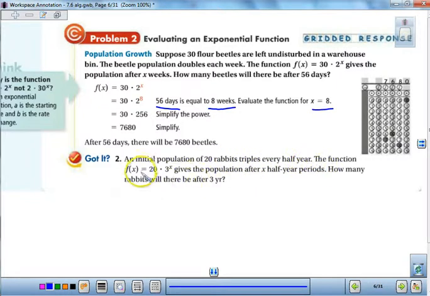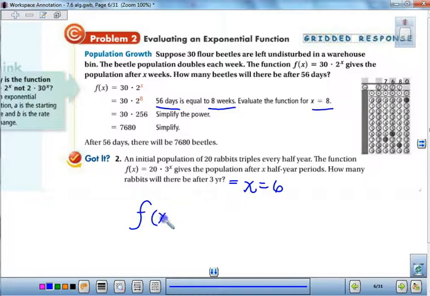The function is f of x equals 20 times 3 to the x, where x is the number of half-year periods. How many rabbits will you have in 3 years? Now remember, it's tripling every half year. So in 3 years, we're actually going to have x equaling 6, because we would have 6 half-year periods. Try it now. Pause the video, and everyone put it in your calculator, write down your work, and then we'll start it up again.